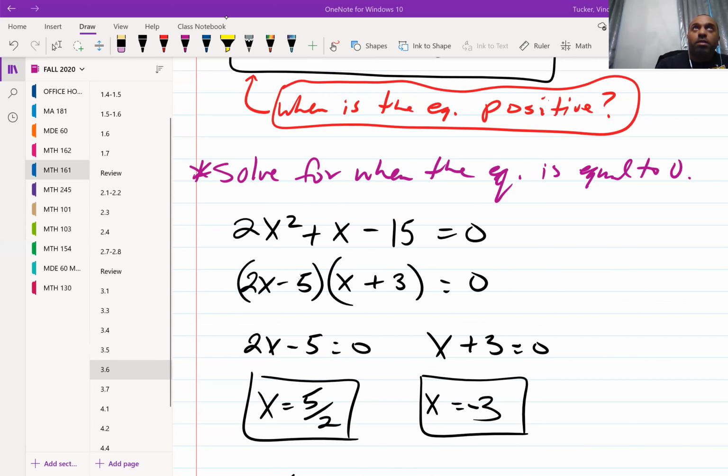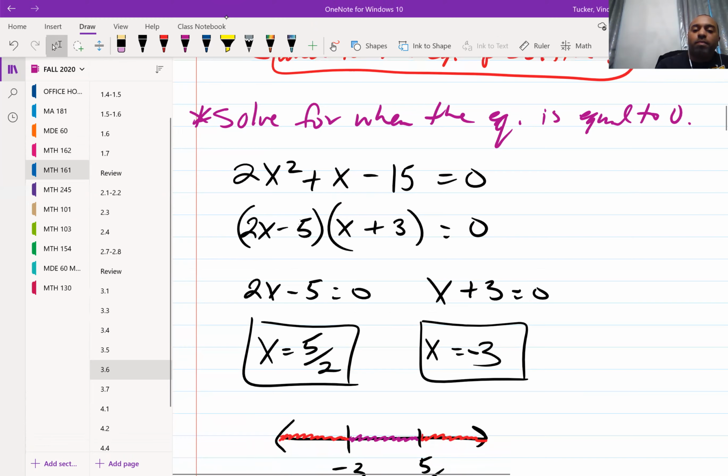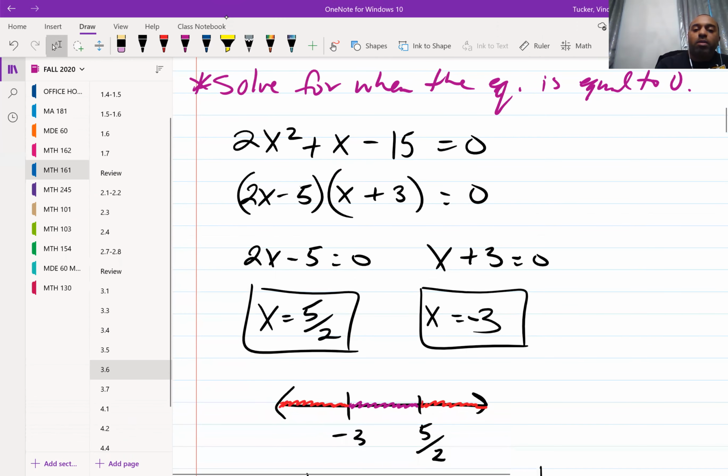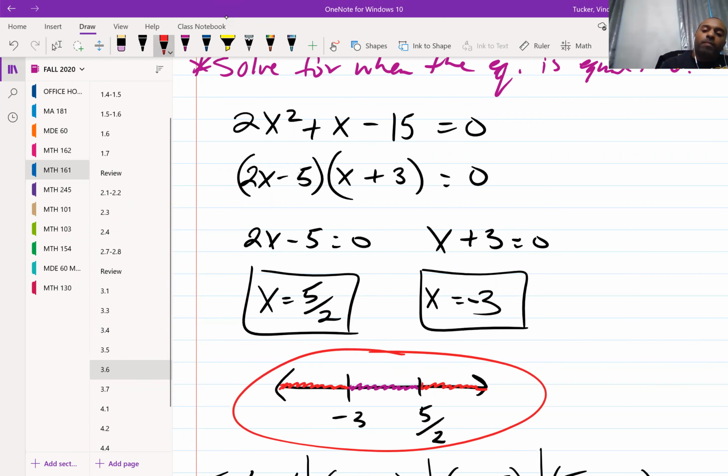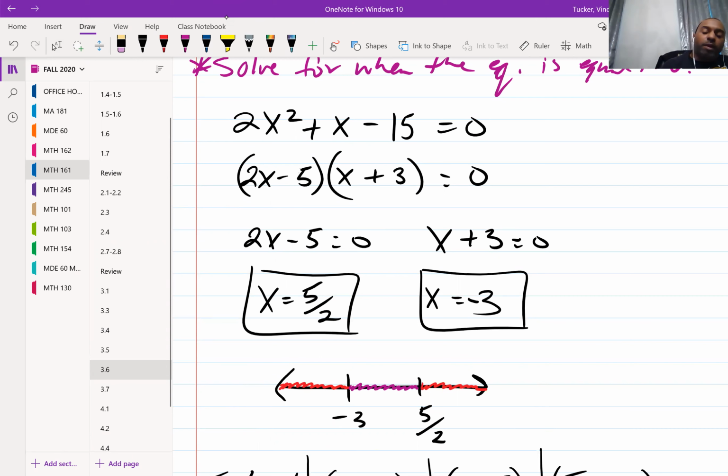All right. Scroll up. Okay. So what this does is it sets up our intervals for us. If we look at our number line, our graph is going to behave one of two ways. It's going to be positive or negative, and it's going to alternate when you're talking about your quadratic equation.